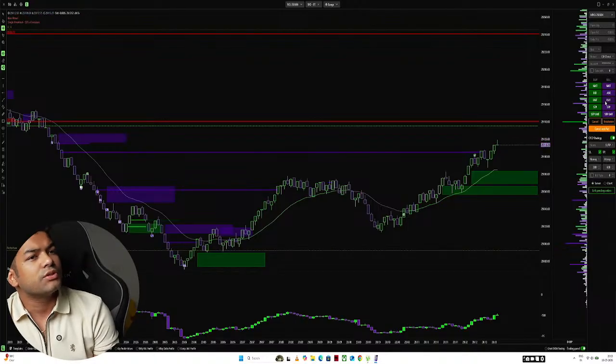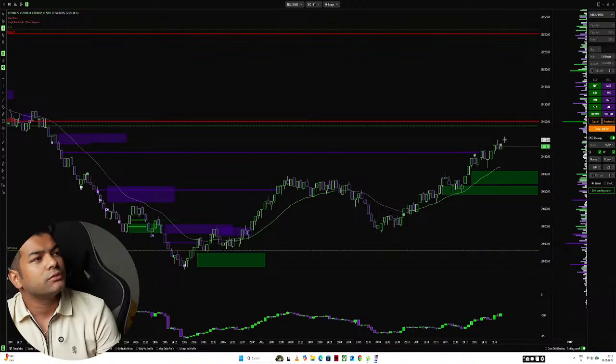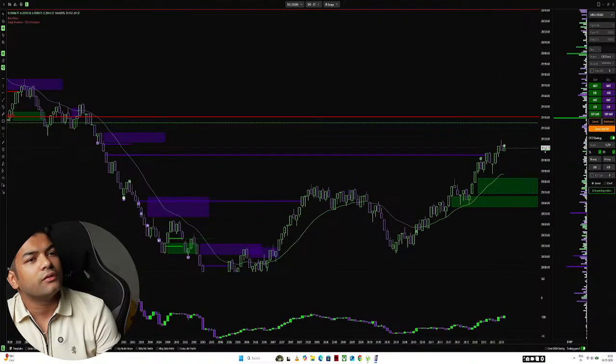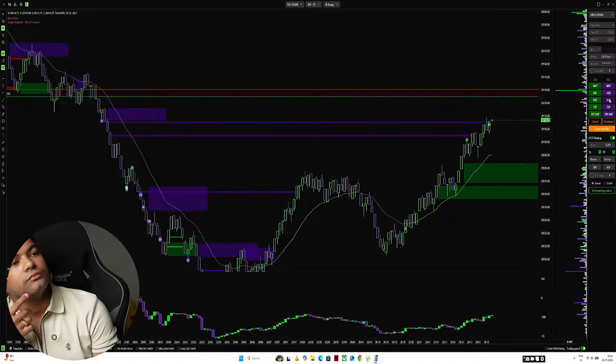Okay, so we touched our zone, but still I'm waiting for that delta level to get tapped. We are already in our effort zone. So let's see. Good absorption of buyers.